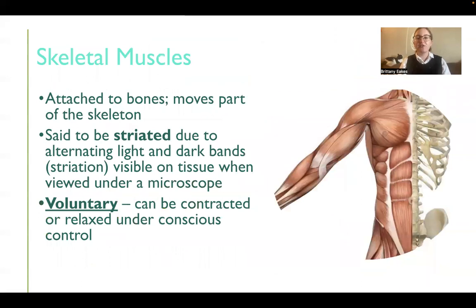Skeletal muscles are attached to bones, and they move parts of the skeleton. If you look at it under a microscope, it's said to be striated because it has alternating light and dark bands, which are known as striations, and this is visible on the tissue. Skeletal muscles are voluntary, and they can be contracted or relaxed under conscious control. Remember that muscles act in pairs. As one muscle contracts, another is relaxing.